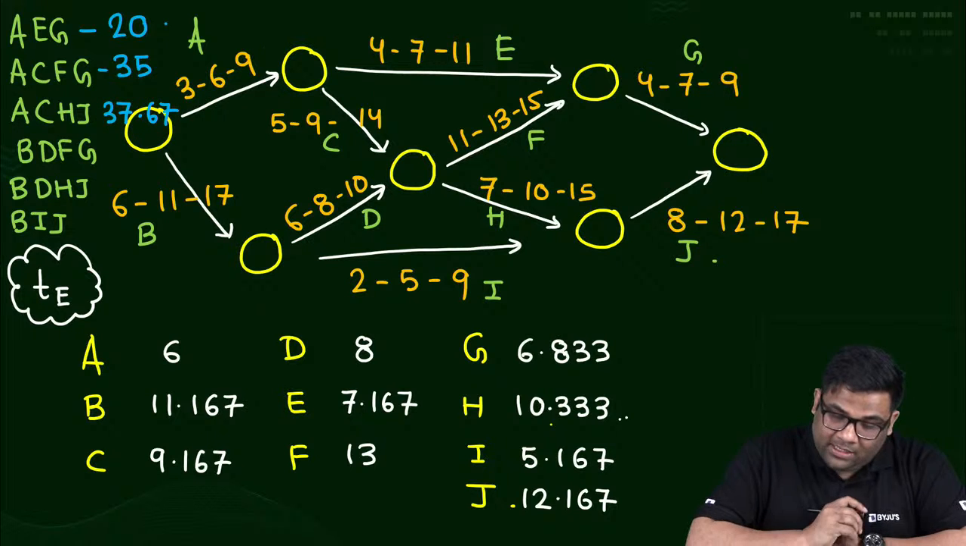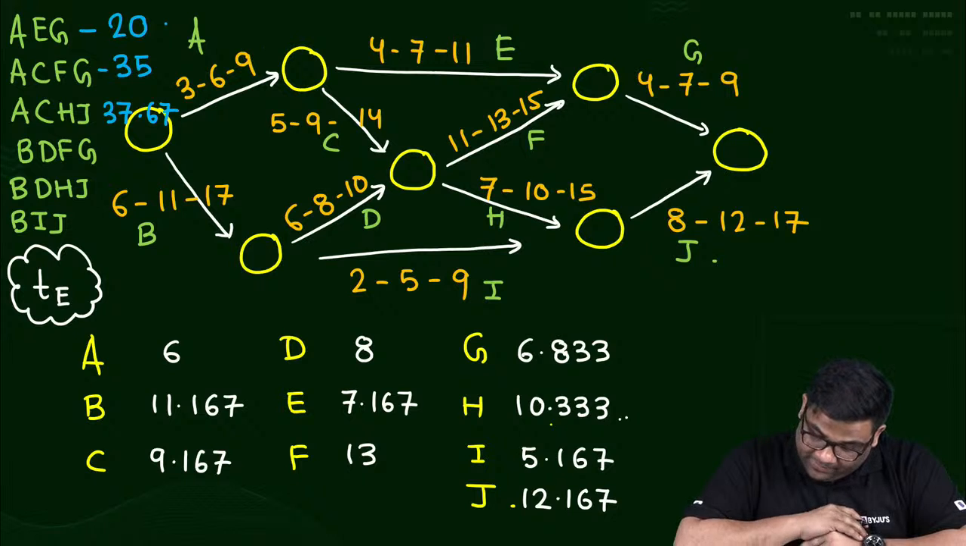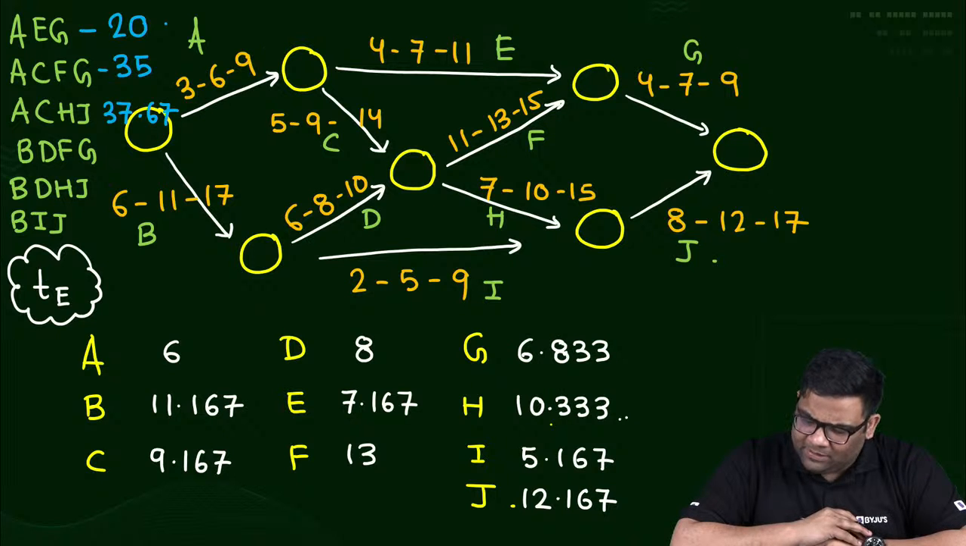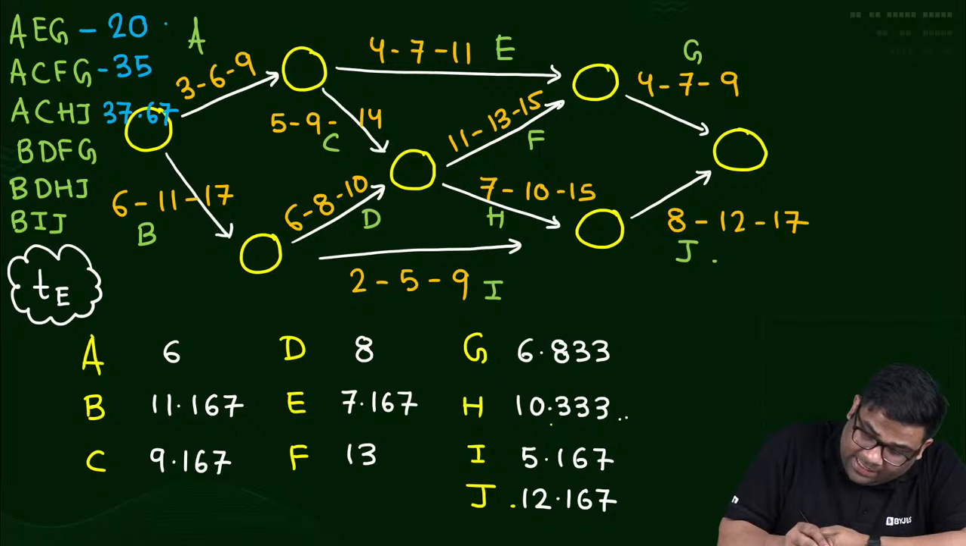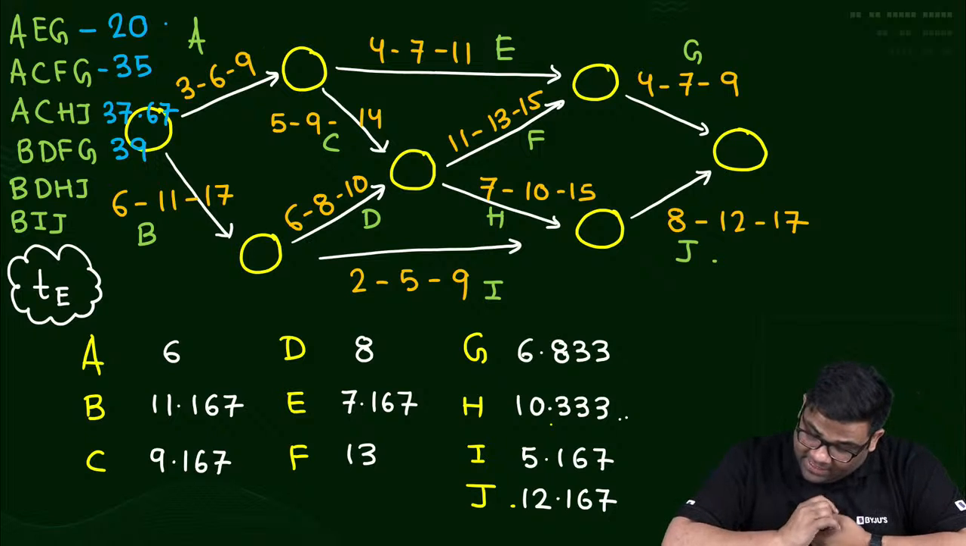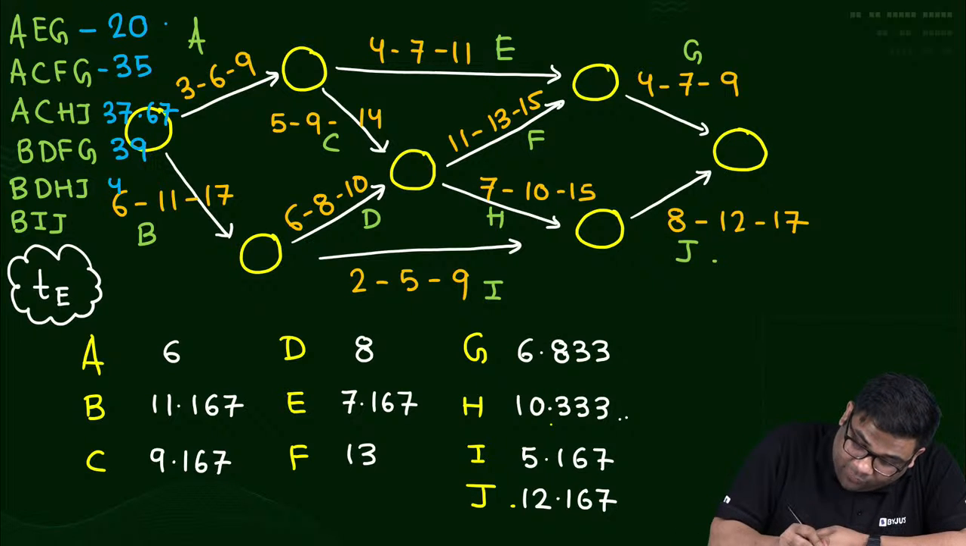And then BDFG: 19.167, and 19 plus 13 is 32, 32 plus 6, 38, this is 39. In BDHJ: 19, 29.5, and then 41.167, or we can say 41.67.